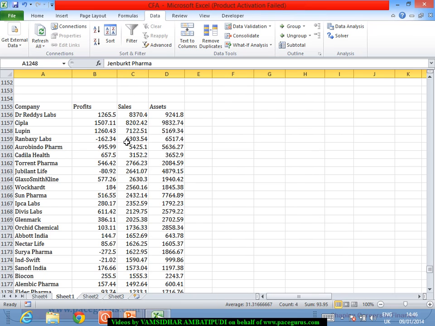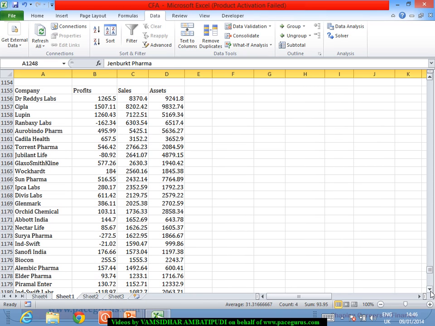So this is the data set where I am having three specific variables for the various pharmaceutical companies: the profits as of today for this quarter, the revenues of this quarter, which is under the sales, and the total assets which the company has. Now I would like to know, is there any way I can predict the profits of these companies the moment I know what are their sales and what are their assets?